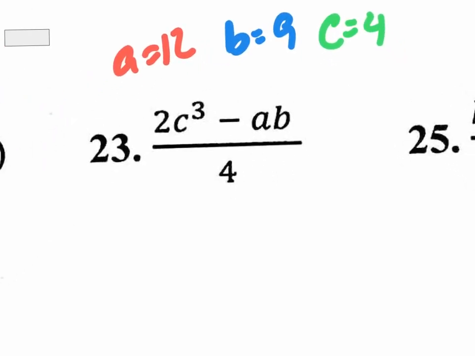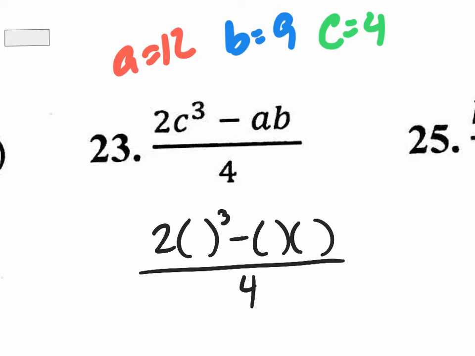So once again, the trick is to rewrite everything, but with parentheses. So I have up on top 2C cubed minus A times B, all divided by 4. So you just rewrite the whole thing, put parentheses instead of your letters, and then plug in your C value, which is 4, put a 4 right there, and then plug in your A value, which is 12, right there, and then plug in your B value, which is 9, plug it in right there, and then you do the math. Now remember, when you have a fraction like this, simplify the top, simplify the bottom, which 4 is already simplified, but simplify the top, and then worry about the fraction bar, which is a division problem.